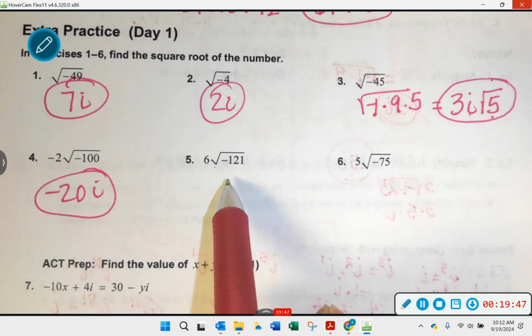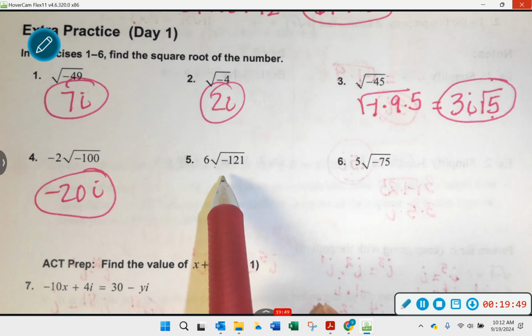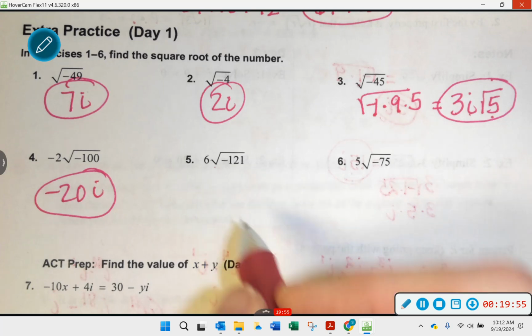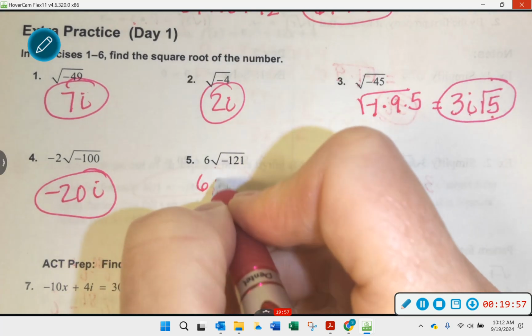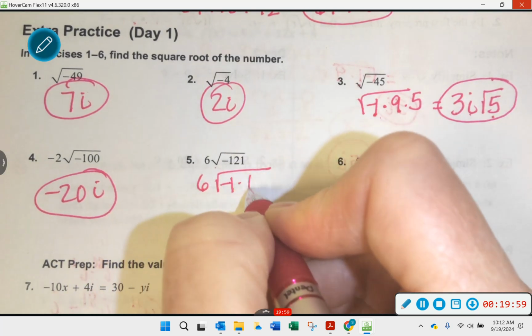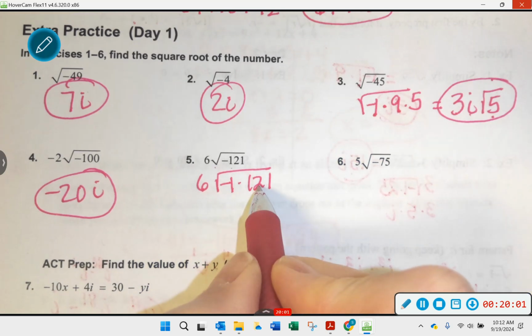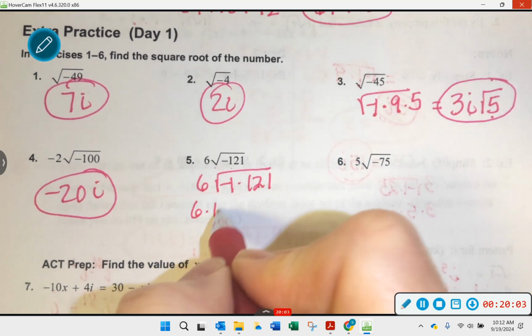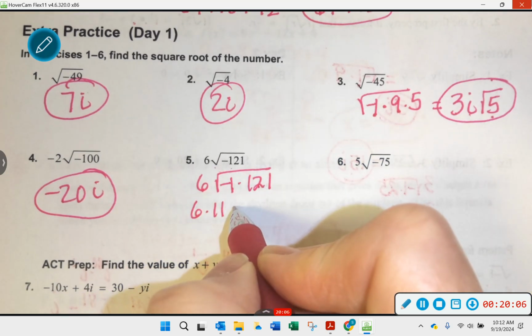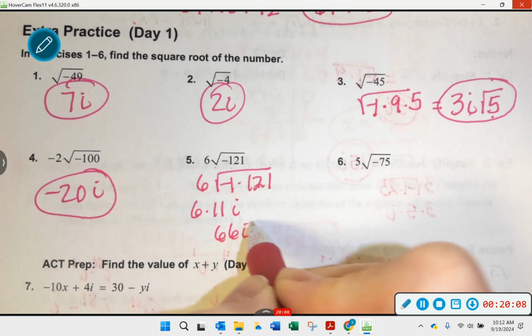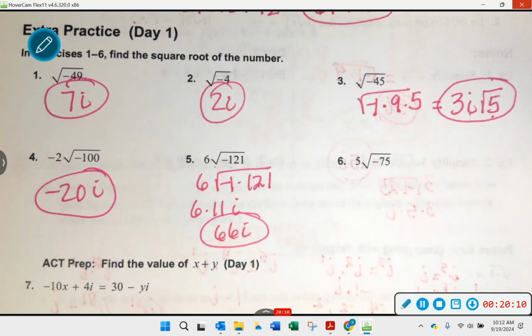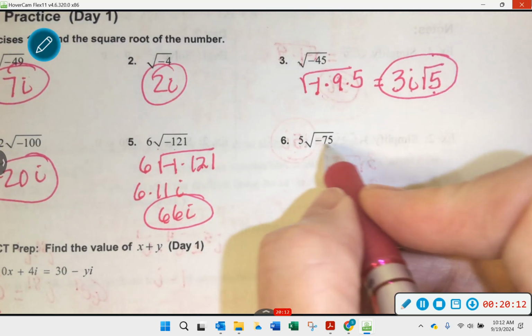Okay, how about number 5? Who has that one willing to share? All right, Sam, what do you have? 66i. Agree? Here's how we do it. We have 6. We have -1 times 121. What's the square root of 121? 11. What's the square root of -1? That's our new one, 66i. Okay, he is right.